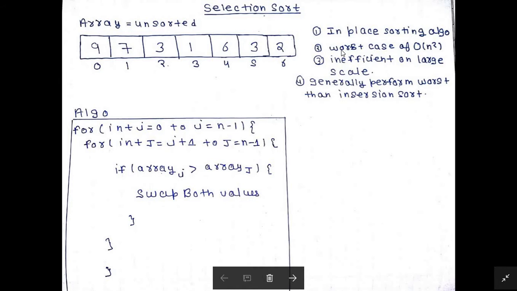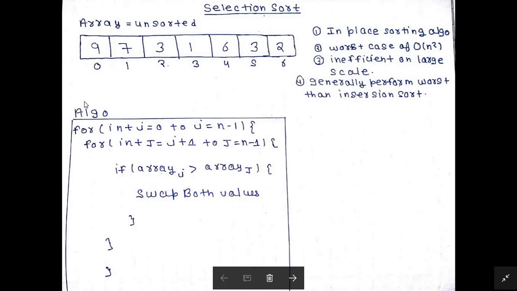The second point is that the worst case of the algorithm is O(n²). Now I'll make another video about this big O notation, but O(n²) is the big O notation of this sorting algorithm. For now, just learn that it is an inefficient sorting algorithm if the array contains a large amount of data. And generally we don't perform this sorting algorithm. We generally perform insertion sort because insertion sort is pretty efficient in comparison to selection sort.